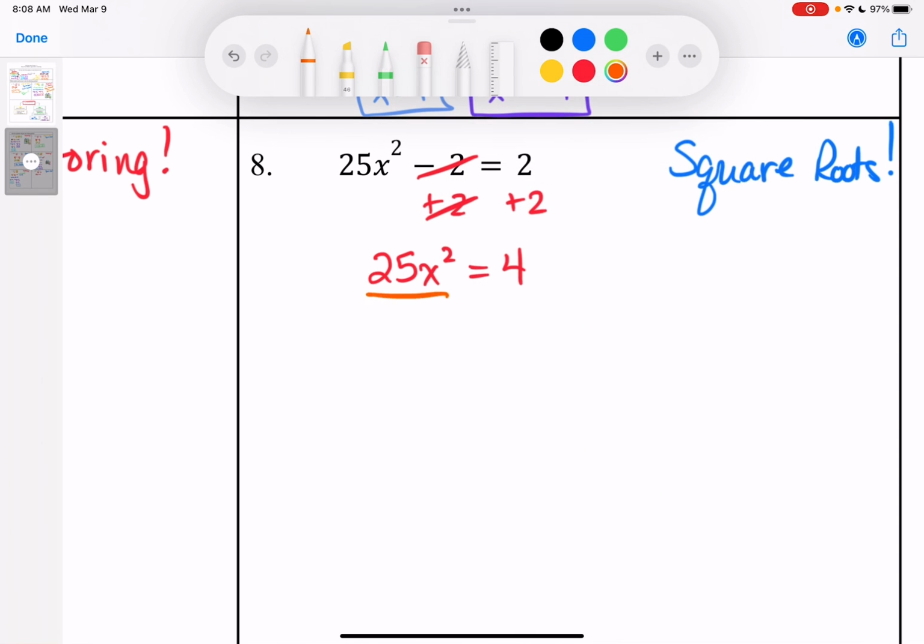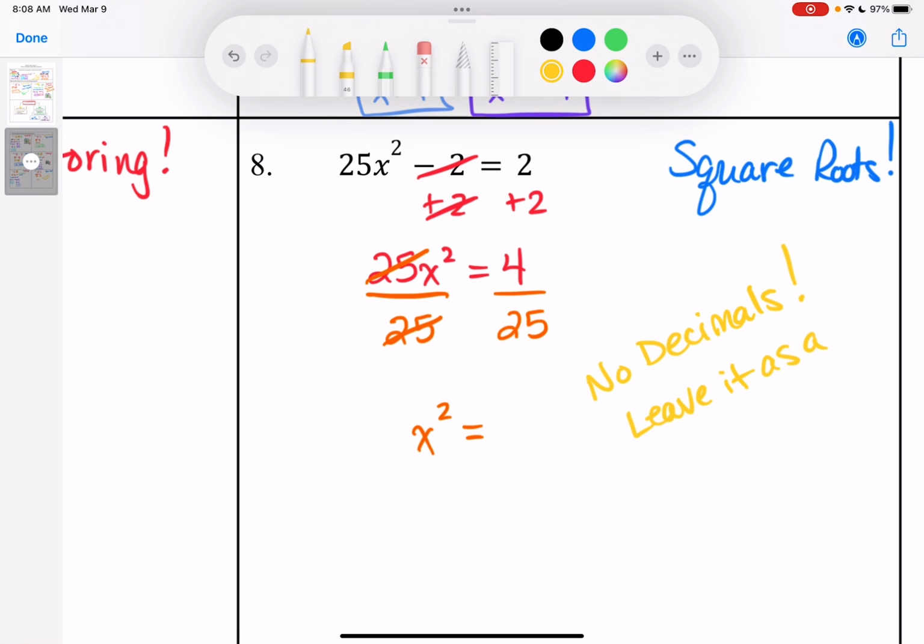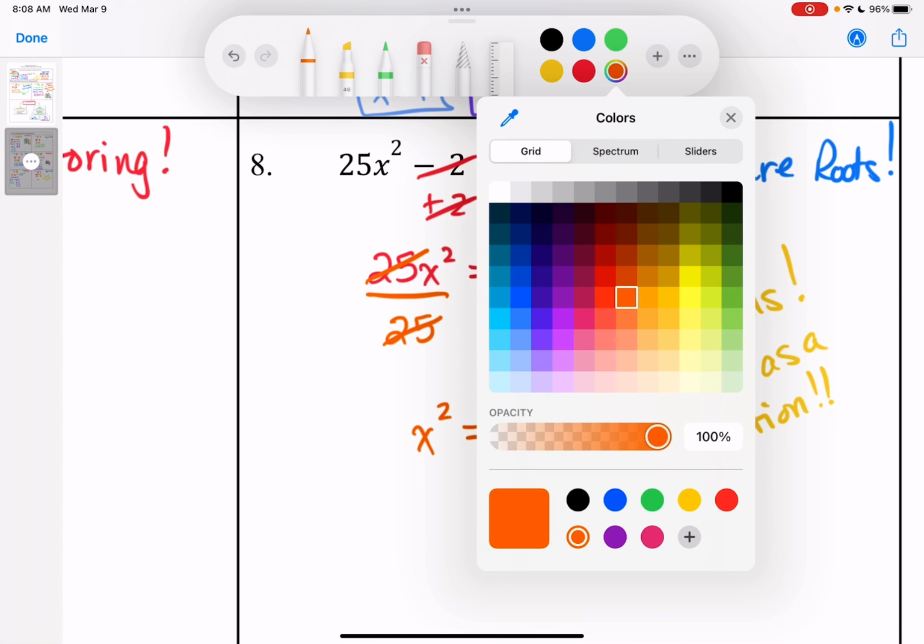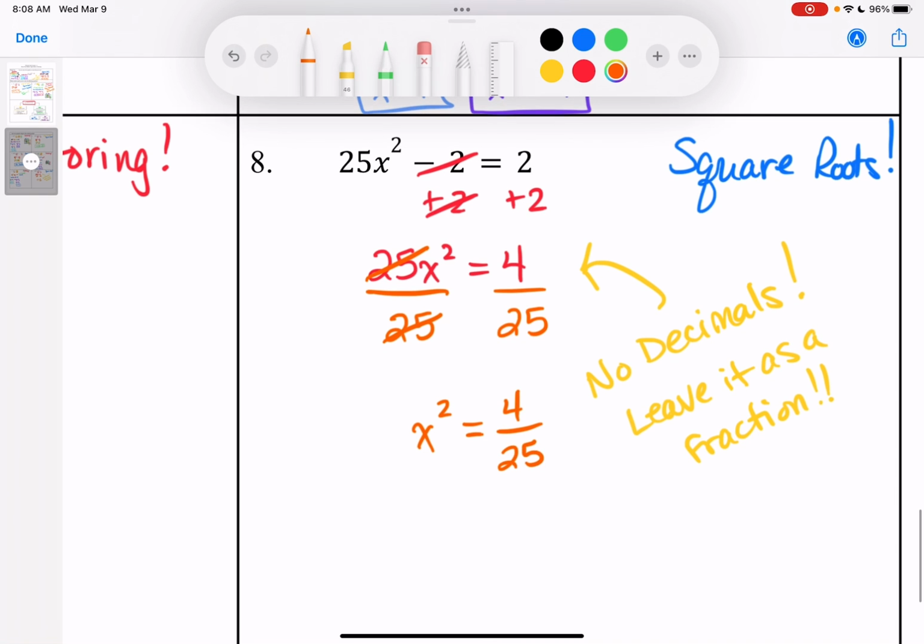Got to get that x squared by itself, so I have to divide by 25 on both sides before I do any square rooting, right? Got to get it by itself. X squared equals, oh no, 4 over 25. Now, remember, I would not ever put a decimal in a radical. No way. No decimals here. Leave it as a fraction. All right, so can I reduce this fraction, 4 over 25? No, I can't. So it's going to just stay as 4 over 25. That's okay. Watch how this works. You can do it. Don't worry. Fractions are fine. This is not a negative fraction. It's just a fraction. We can do this.